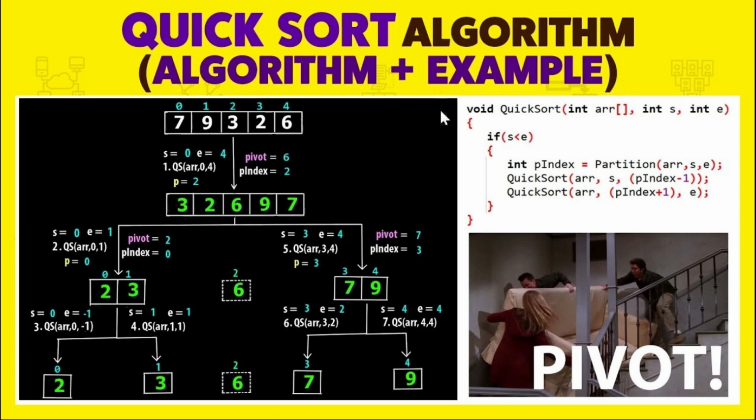Towards the right, we have the algorithm of quicksort. Basically, we define a function named quicksort, pass the unsorted array into it, and we also pass the starting index and ending index. If S is less than E, then we execute this code, which recursively calls quicksort and sorts the entire array in order to get a properly sorted array.